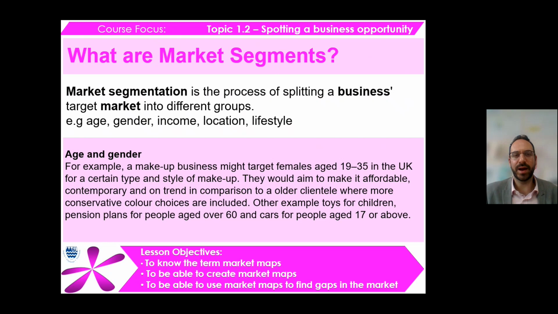There we go. Here's your definition. Market segmentation is the process of splitting a business target market into different groups. So the ones that I'm going to break through here is age and gender, which we've just done, income, location, and lifestyle. So these are all types of market segmentation. So it's about finding a market of customers, so your target audience, and focusing your business towards them.